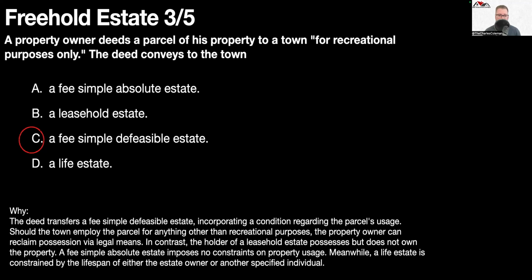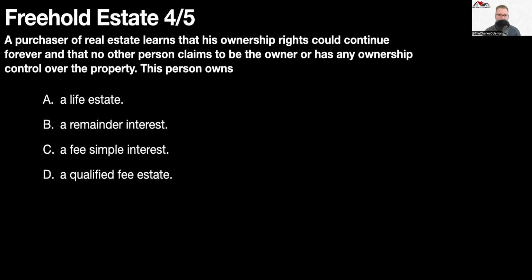Should the town employ the parcel for anything other than recreational purpose, the property owner can reclaim possession via legal means. In contrast, the holder of a leasehold estate possesses but does not own the property. A fee simple absolute estate imposes no constraints on the property usage. Meanwhile, a life estate is constrained by the lifespan of either the estate owner or another specified individual.